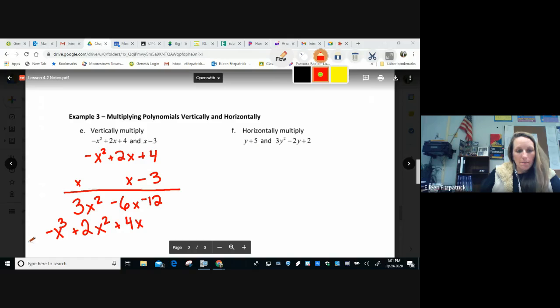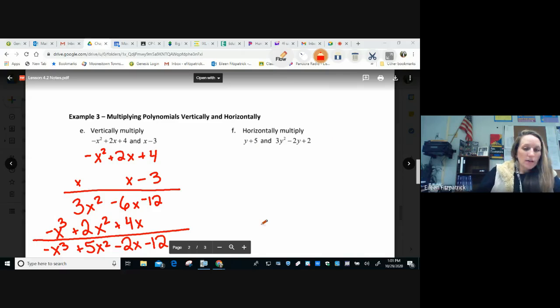I'm going to combine my columns. So nothing to add with the negative x cubed, so it just stays negative x cubed. Here I add to get a positive 5x squared. Now I'm going to add to get a negative 2x and then a negative 12.